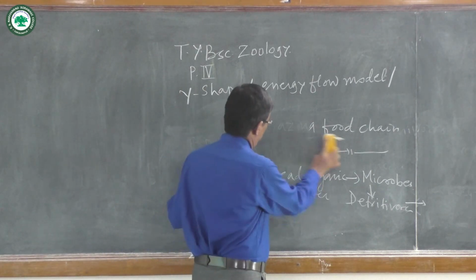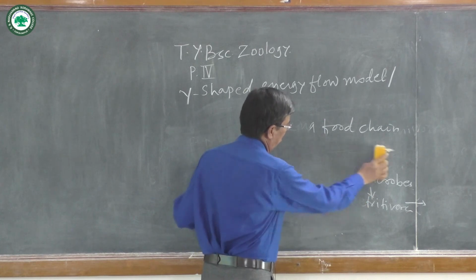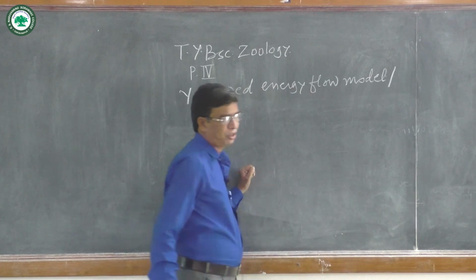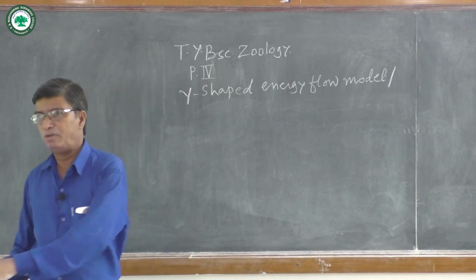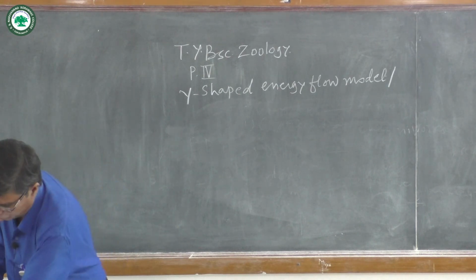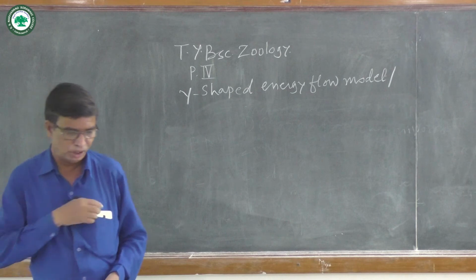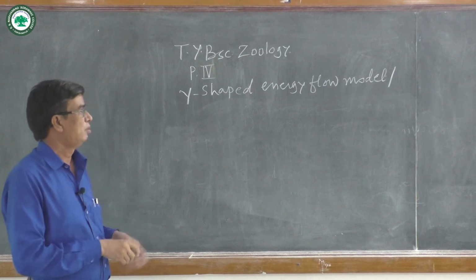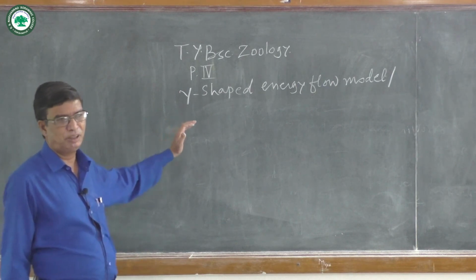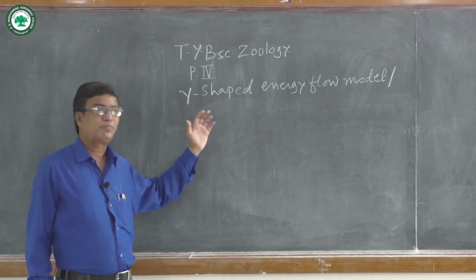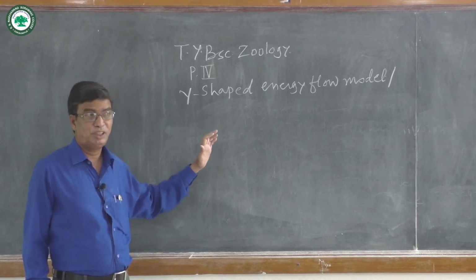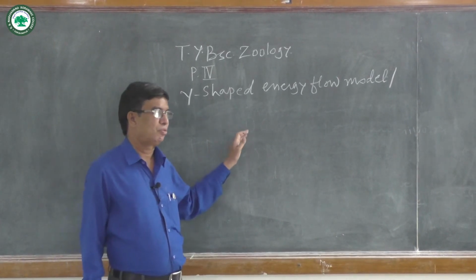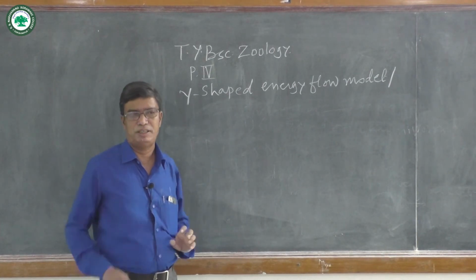The Y-shaped energy flow model is generally used to explain structure and function of every ecosystem. It is similar to first model, simple model, but it is combined model that includes two models, two food chains, grazing food chain and detritus food chain.